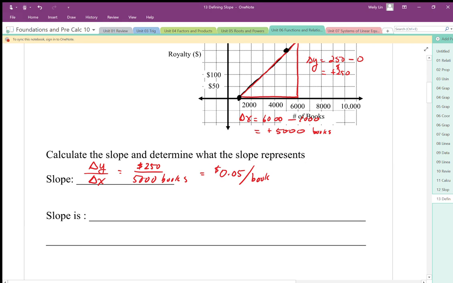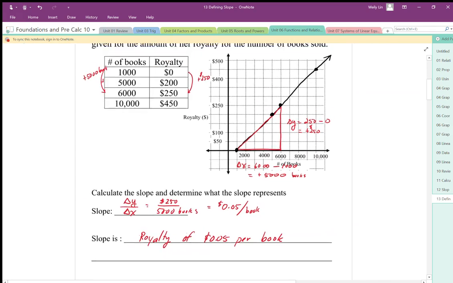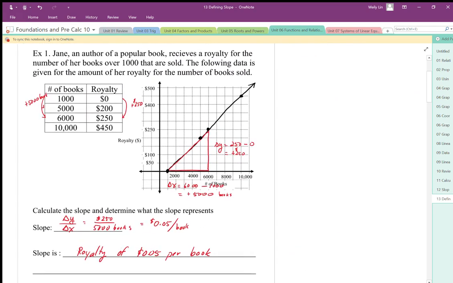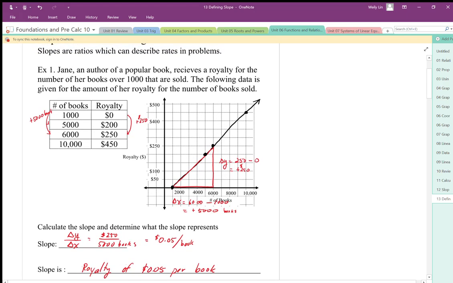The slope value is 0.05, and the slope represents the royalty of $0.05 per book. And that is a rate, which then shows up as slope. So these two things are connected. We want to connect this idea that slope is a ratio of change, and it often represents a rate in a problem, or a rate in a relationship.